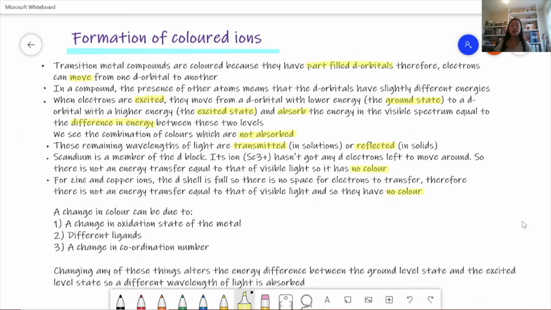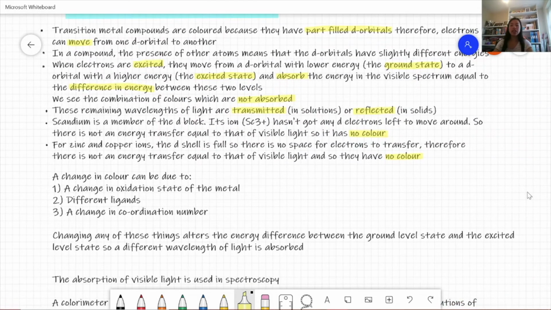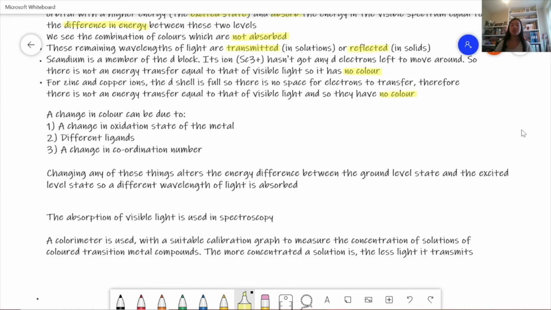A change in colour can be due to either a change in oxidation number of the metal, or different ligands. If we go through a ligand substitution, we might end up with a complex with a different colour compared to the complex that we started with, and also a change in coordination number. Again, that can come from ligand substitution. Changing any of these things alters the energy difference between the ground level state and the excited level state. So a different wavelength of light is absorbed.